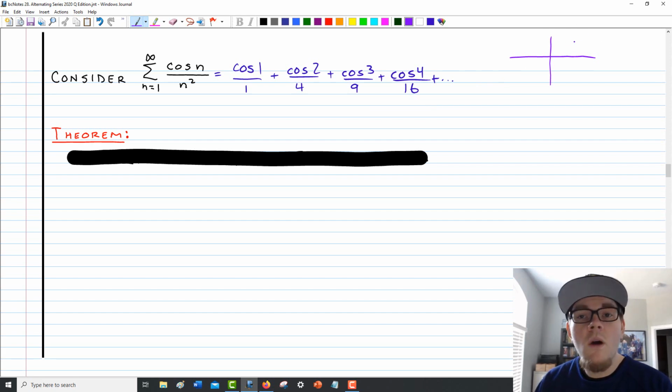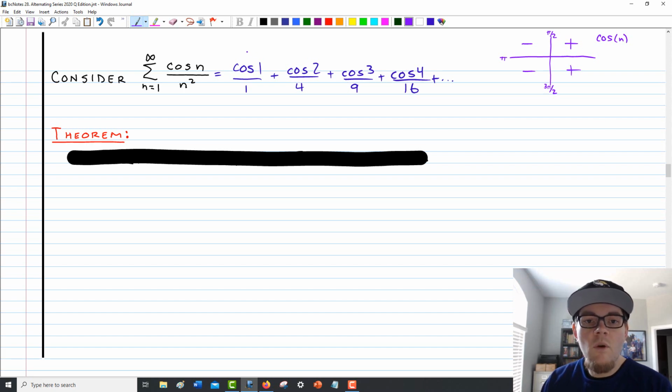Remember that as far as quadrants go, the values of cosine are positive in quadrant 1, negative in quadrant 2, negative in quadrant 3, and positive in quadrant 4. And again, this is specific to cosine. So from here, since pi over 2 is about 1.57, 3 pi over 2 is about 4.71, and of course pi is 3.14, what we see is cosine of 1 is actually positive, cosine of 2 is negative, cosine of 3 is negative, cosine of 4 I think is negative also.